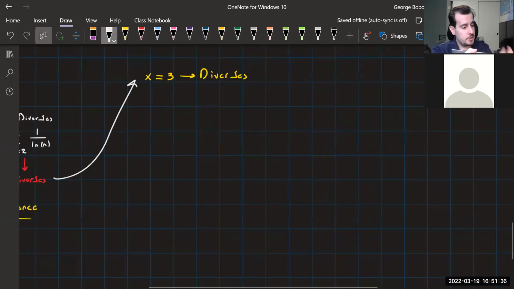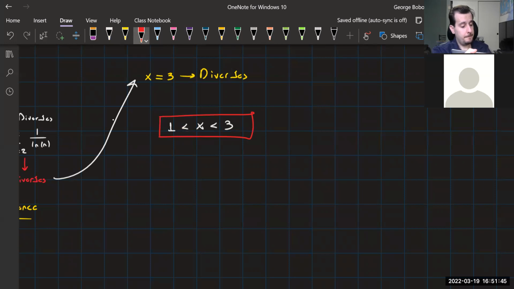So our conclusion is that the interval of convergence is going to be between 1 and 3, not including 1 or 3. You see that?